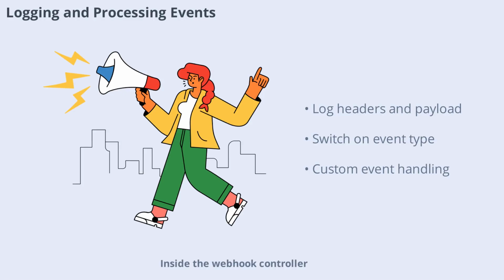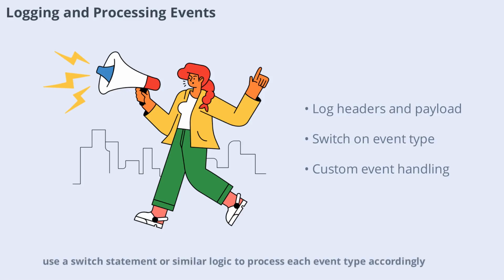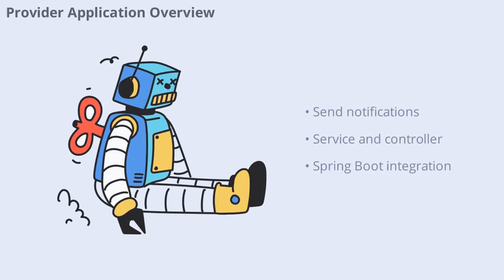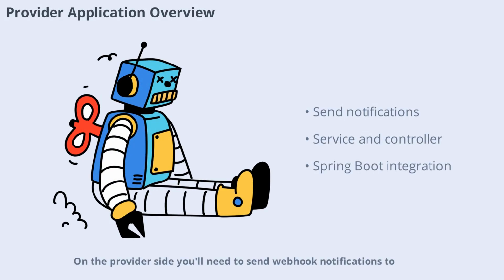Inside the Webhook controller, use logging to track incoming events and their headers. This helps with debugging and monitoring. Then, use a switch statement or similar logic to process each event type accordingly. For example, log a message when a new user is created or deleted, and add custom handling as needed for your application's requirements.